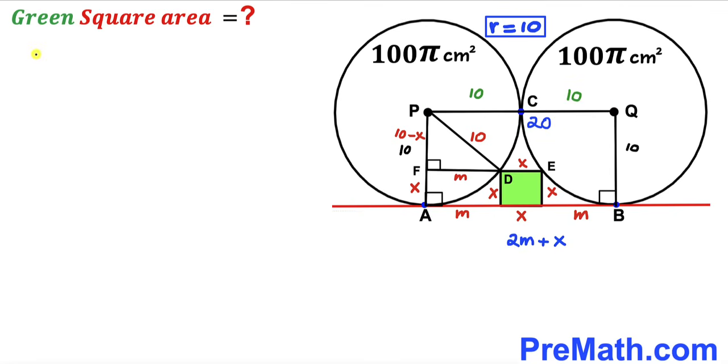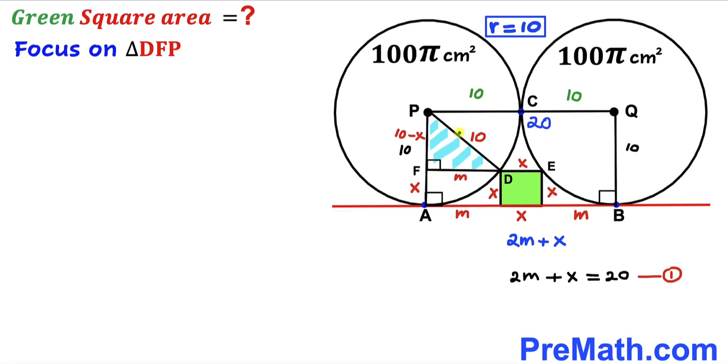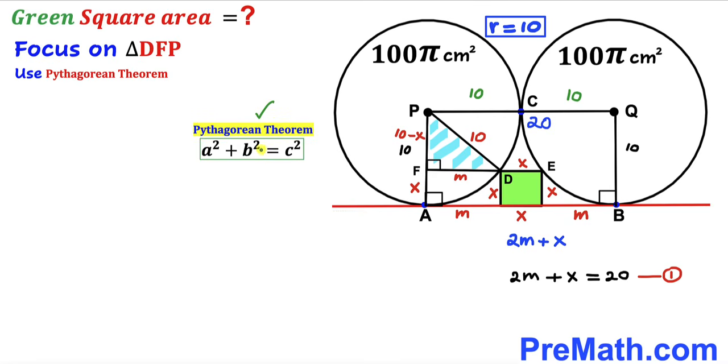So therefore I can equate 2 times m plus x is going to be equal to 20. And now I'm going to label this one as our equation number 1. And now let's focus on this right triangle DFP, and we are going to apply the Pythagorean theorem on this triangle. And here's our Pythagorean theorem: a square plus b square equal to c square. And in our case our hypotenuse is 10, whereas our two other legs are lowercase m and 10 minus x.